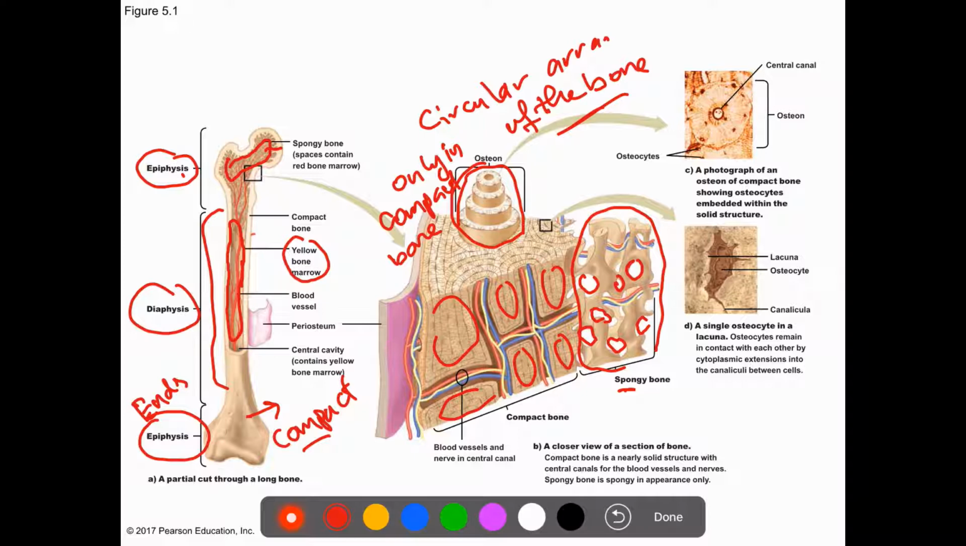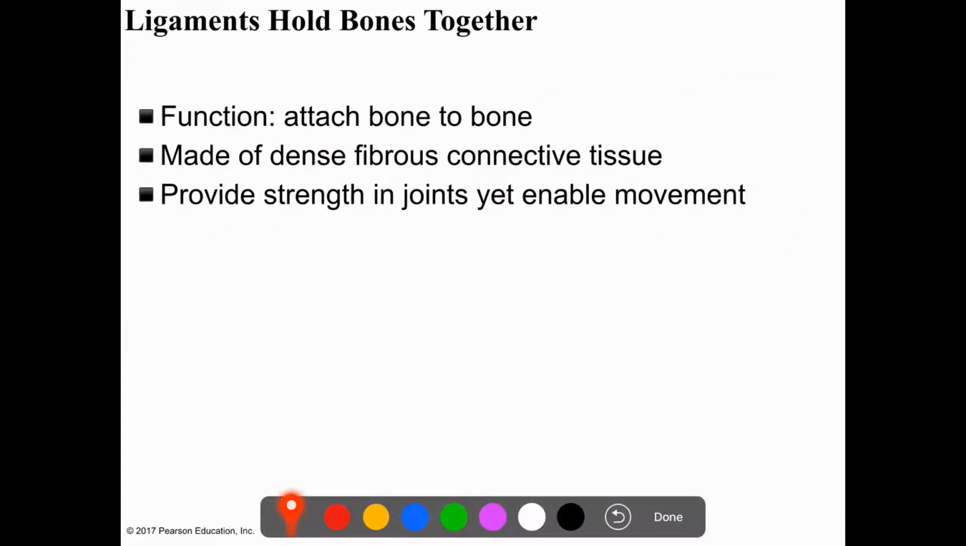Okay, so this is the overall structure of the bone. Now, the bones usually form joints, and therefore they need to be attached to each other. Ligaments are what hold the bones together. Ligaments are usually, or in many cases, made of dense fibrous connective tissue, which is very tough connective tissue. These ligaments in general provide strength in the joint, yet they enable movement. So the bones cannot be separated from each other.